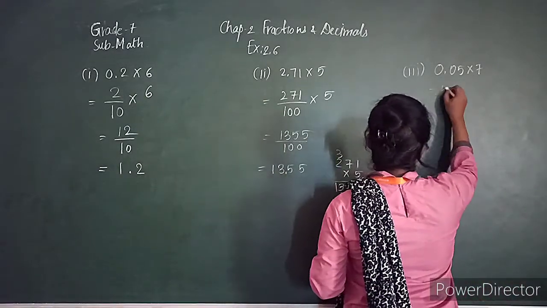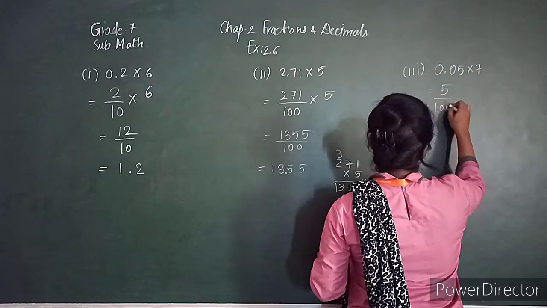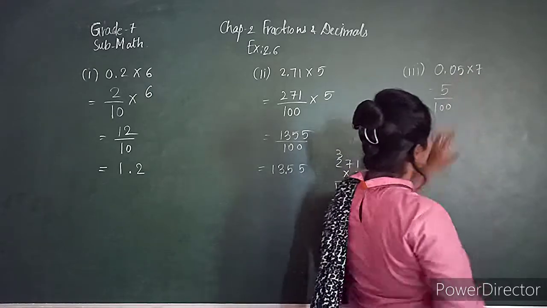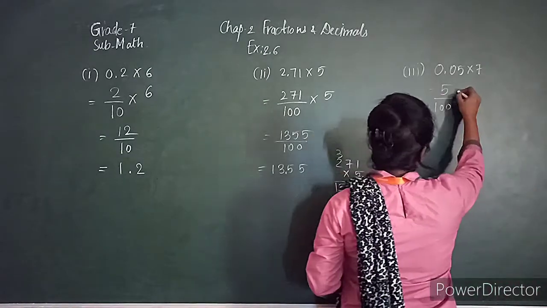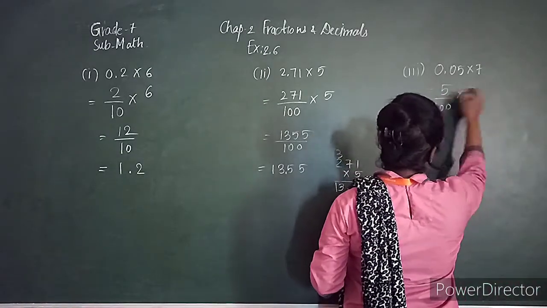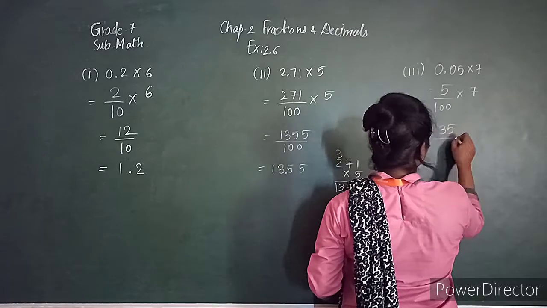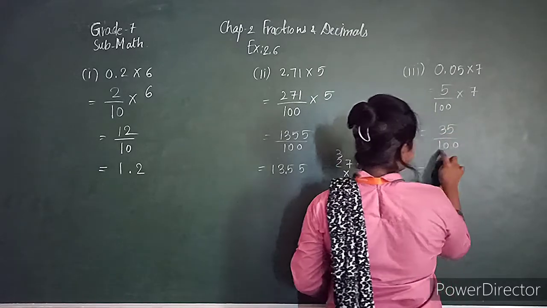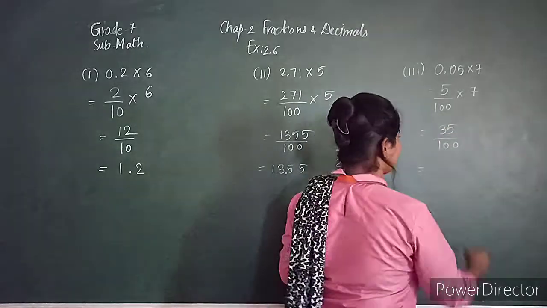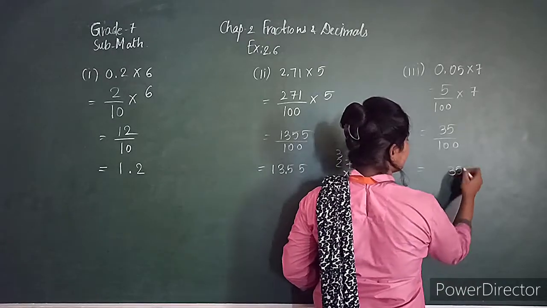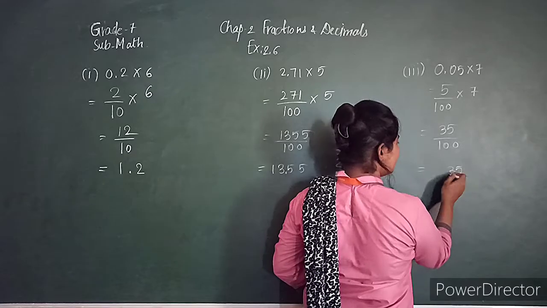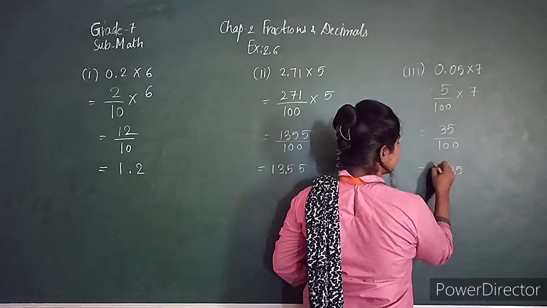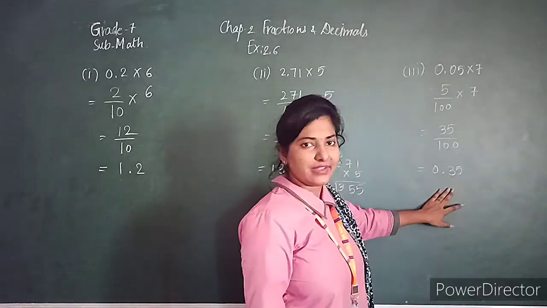Now try number 0.05 into 7. So here 5 upon 100, because the point is before two numbers. So 5 upon 100 into 7. 5 sevens is 35 upon 100. In 100 two zeros are there, so we have to put the point before two numbers, counting from the backward side, 1 and 2, and here we put the point. So our answer is 0.35.